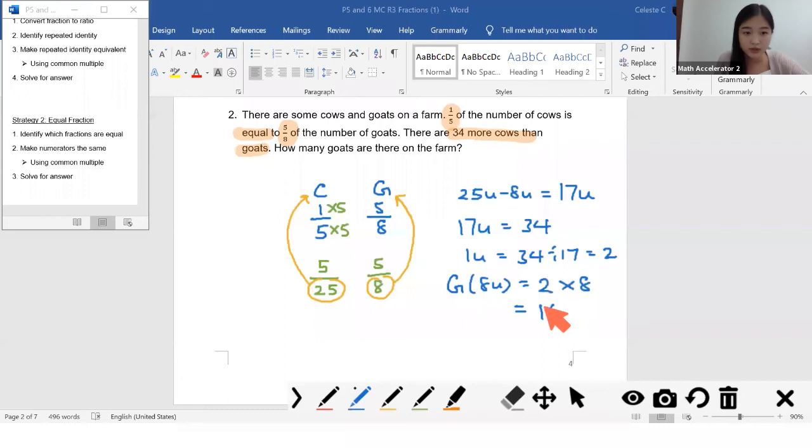Right, so if you did not get this correct, you can maybe use a green pen at the side to write what the correct working should be. So next time when you revise, you know that this is something you should look out for. How to find 17 units: it is the difference between cows and goats. Cows got 25 units, goats got 8 units.